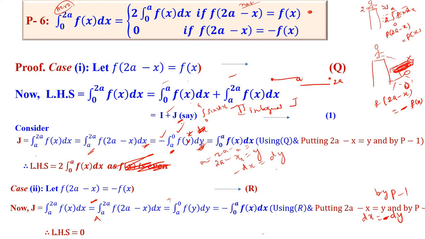So in this case I plus J, the first one is with the plus sign, and the second one is the same thing only, but with the negative sign. So this is with the plus and this is with the minus, so we get 0. So when a wrong net is placed, we get 0, but when the correct net is placed, we get 2 times integral 0 to a f of x dx. In the upcoming video, we will see a few problems on definite integrals.